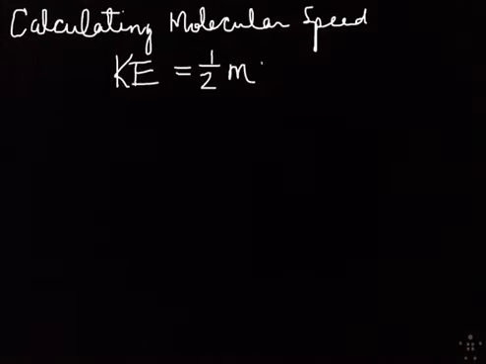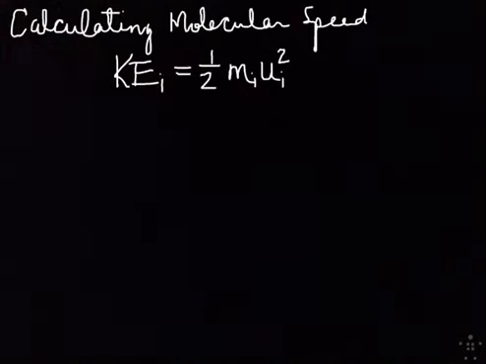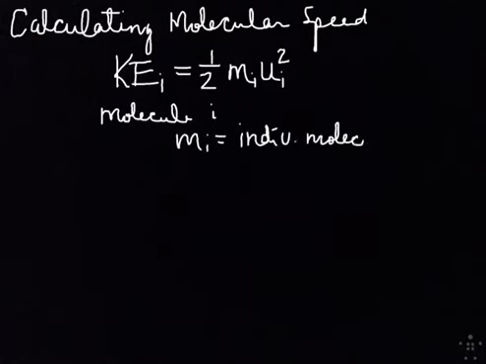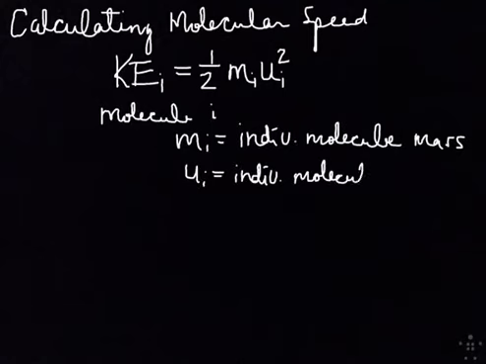When we're talking about individual molecules, we're going to use the symbol u for velocity, okay? And we're going to put a little i by each of these as a subscript, just to say that we're talking about molecule of identity i only, where m sub i equals the individual molecule mass. So we're talking about individual molecules, not macroscopic objects here. And u sub i is the individual molecule's speed. Okay, so we're looking at a single molecule at a time here.